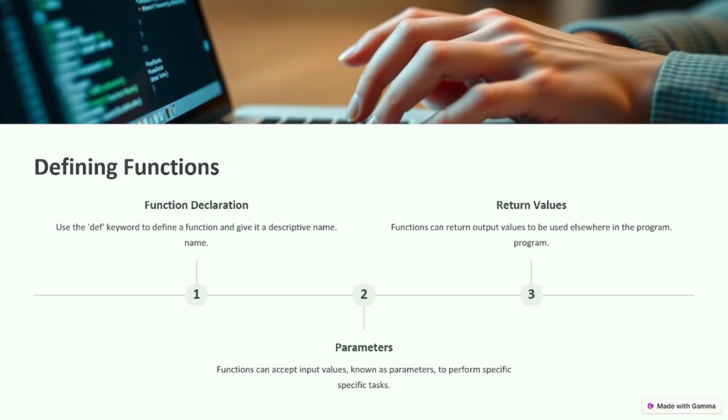Defining functions. For the function declaration, we use the def keyword to define a function and give it a descriptive name. For return values, functions can return output values to be used elsewhere in the program. The third one is parameters. Functions can accept input values known as parameters to perform specific tasks.